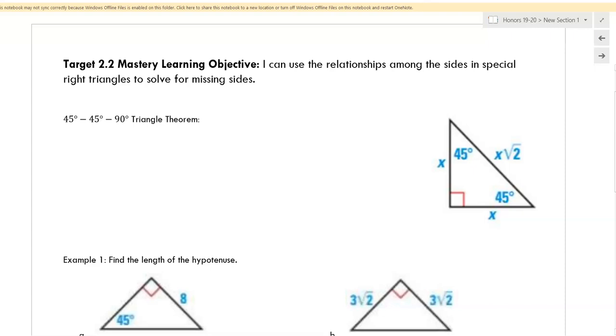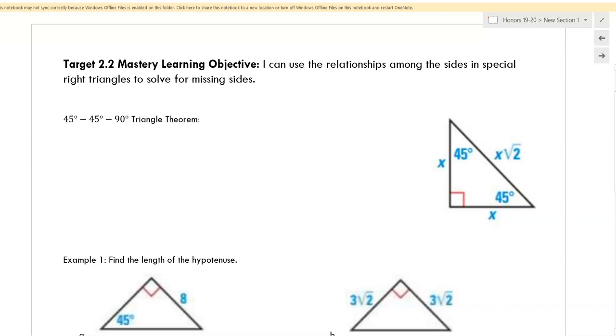We are now looking at target 2.2, and our math learning objective says, I can use the relationships among the sides in special right triangles to solve for missing sides. Okay? So the big thing we're looking at is special right triangles. They are ones with common angles. So the first one is 45, 45, 90.